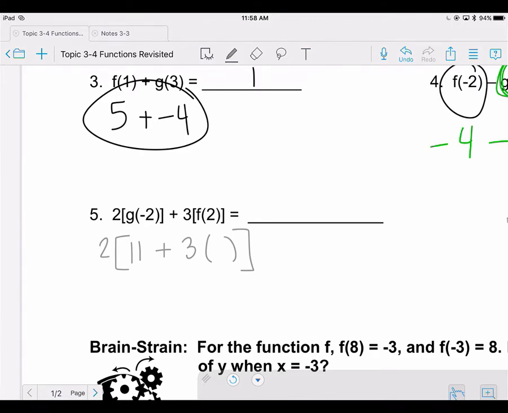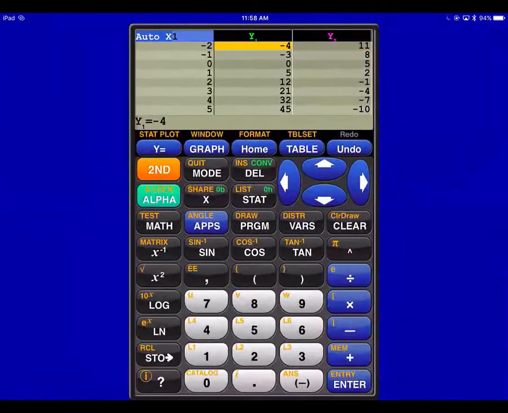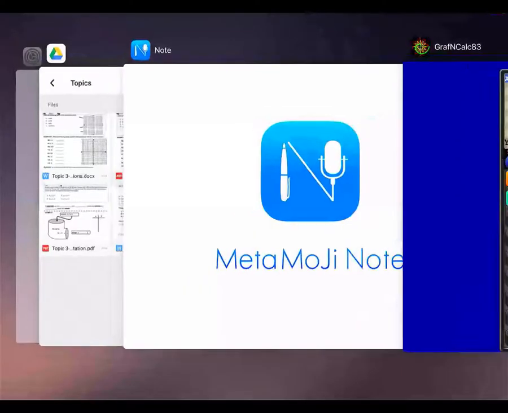Now I'm going to find f of 2. So I scroll to where x is 2. My f function is the first function. So f of 2 would be 12.